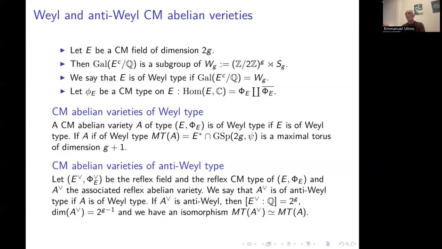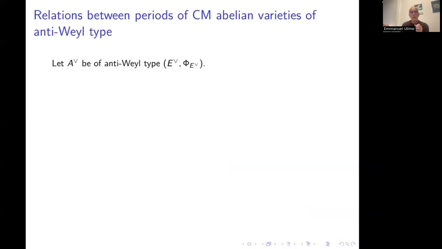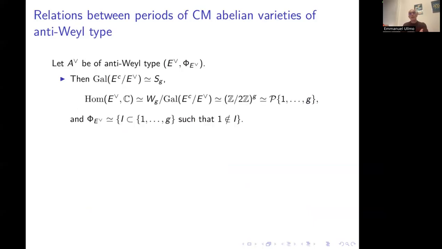In this situation, you expect a lot of algebraic relations between the periods, because you know that there is a bound on the transcendence degree of the relations between periods, which is given by the dimension of the Mumford-Tate group. So from Hodge theory, it's much more interesting to look at the anti-Weil type varieties. And so I try to explain a little bit how it works.